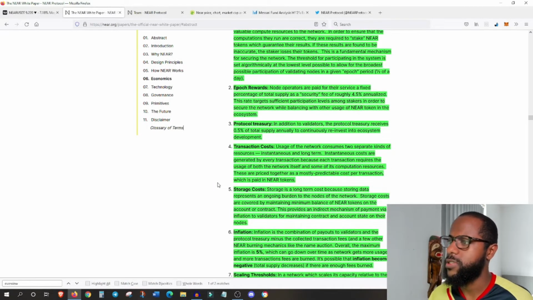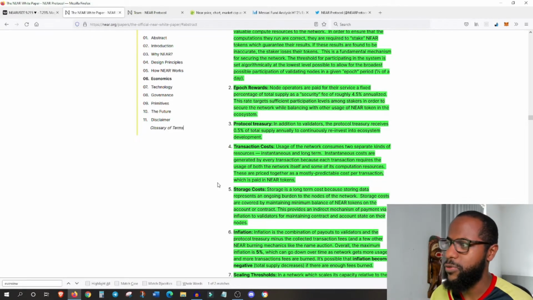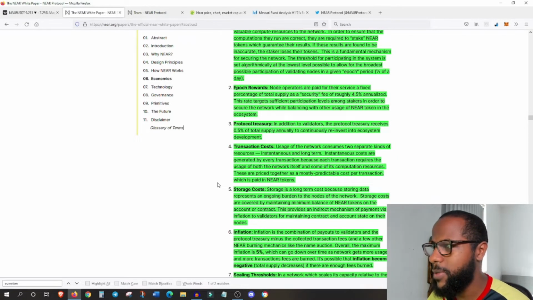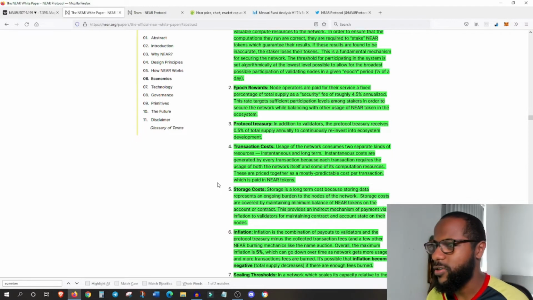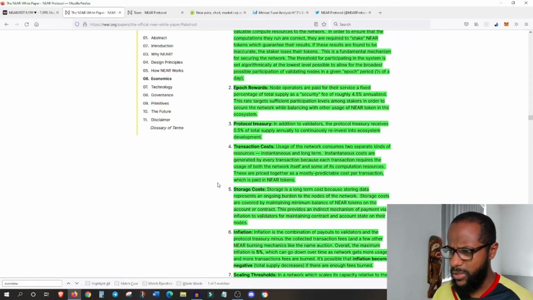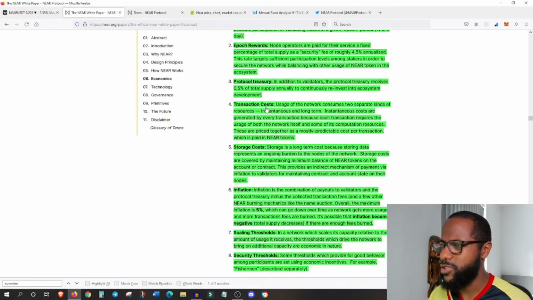Epoch rewards. Note, operators are paid for their service a fixed percentage of total supply security fee, roughly 4.5% annualized. The rate targets sufficient participation levels among stakers in order to secure the network while balancing with other usage of the Near token in the ecosystem. I'm not going to read all of it. It's not too important.